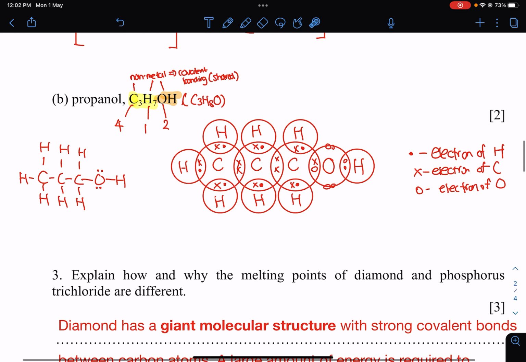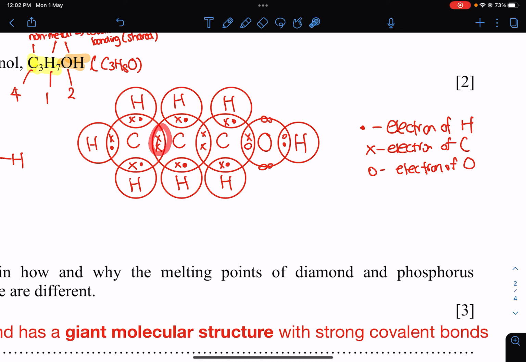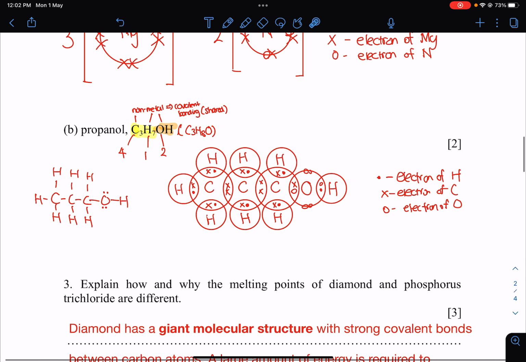How do you do it? You can just use the same symbol to represent electrons of the same element. In this case, for each carbon, I'm using crosses. For each hydrogen, I'm using dots. For each oxygen, I'm using an open circle. It does not really matter what kind of symbols you use as long as I'm able to deduce which electrons belong to which atom. And you get roughly this.